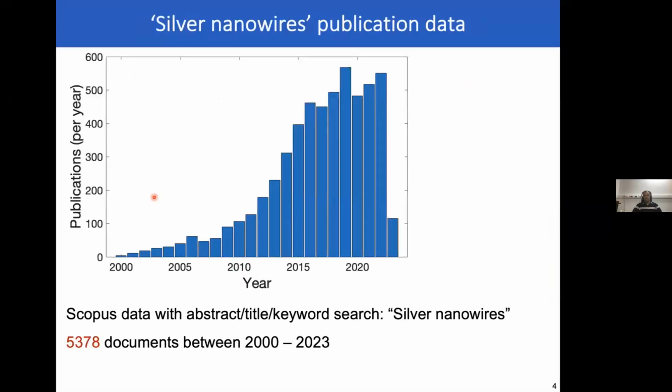We are not the only group that's really interested in silver nanowires. I did a quick Scopus search a few days back where I used the keyword silver nanowires as a phrase, and I wanted to see how many papers are published. If you look at the last 23 odd years, you have close to 5,000 documents published in this area. Documents are mostly, you could say, patents, conference proceedings, but most of them are essentially journal articles.